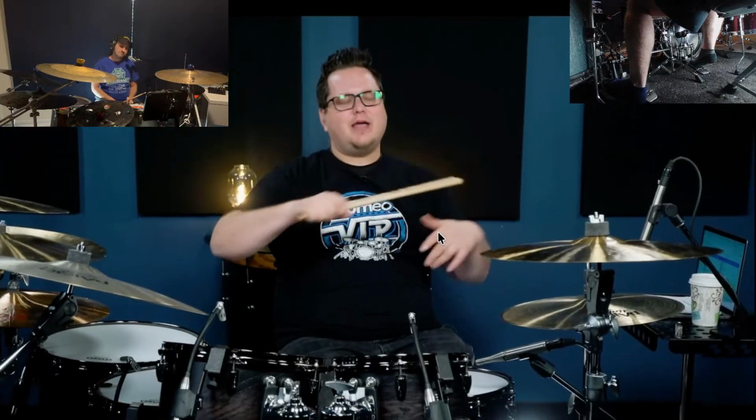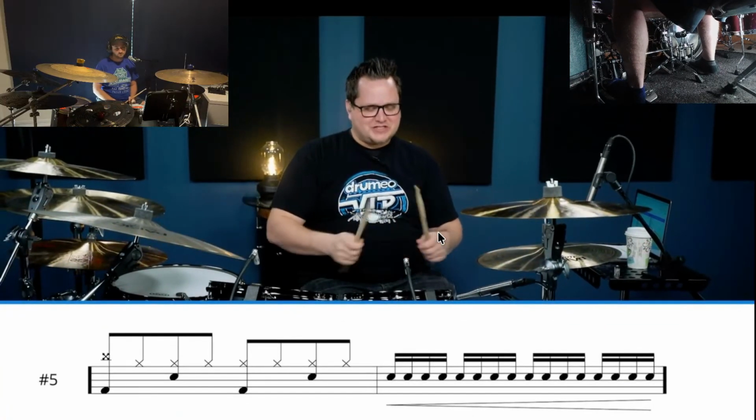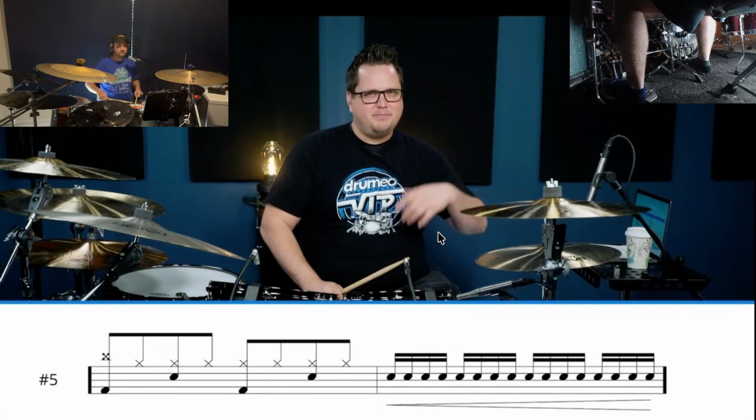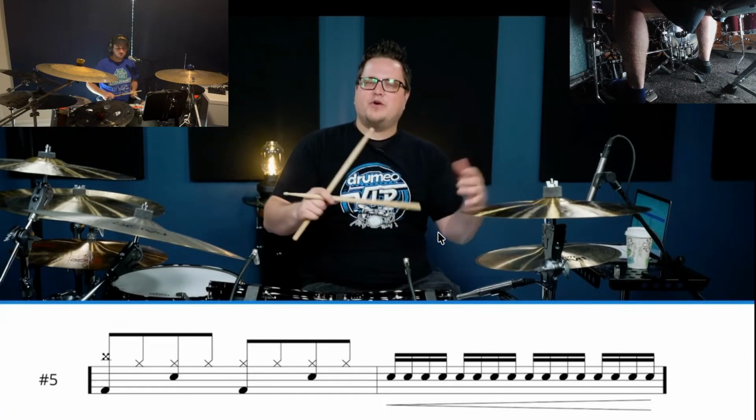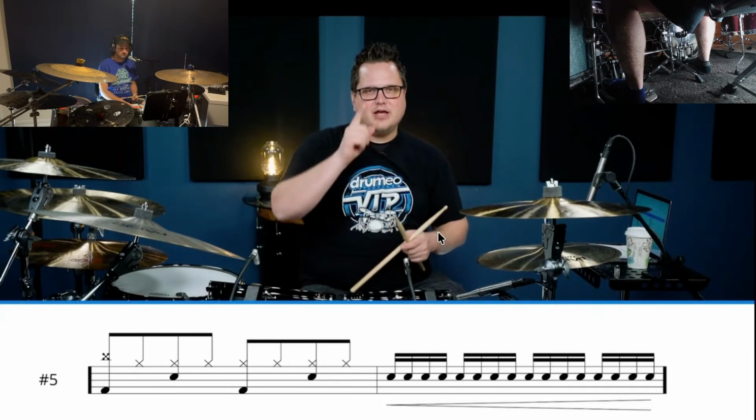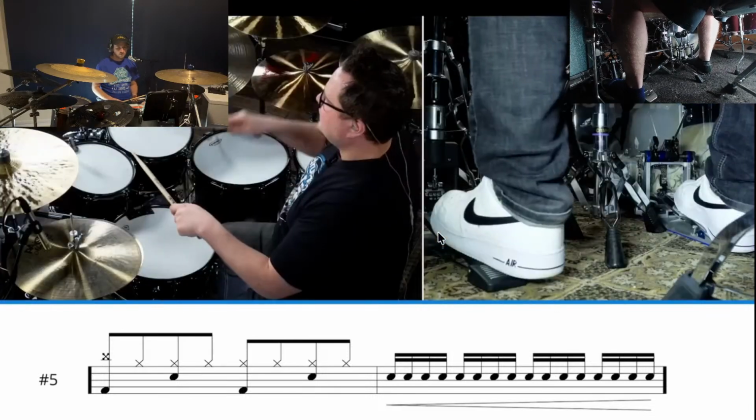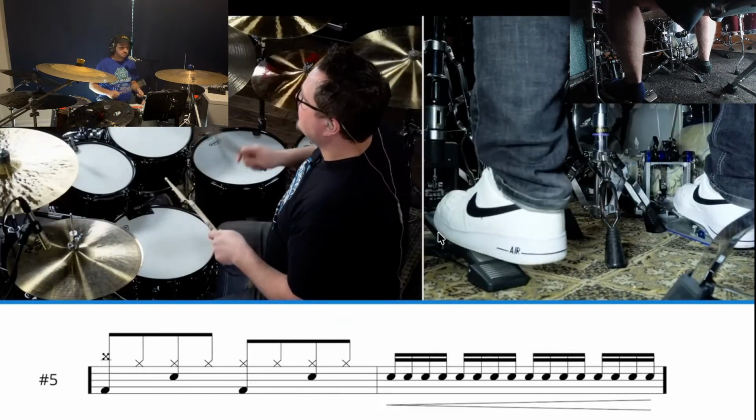Lastly, exercise 5, another fill. This time it's just 16th notes on the snare drum, very similar to the first exercise, only we're going to put it in a groove and fill context. Here we go at 80 beats per minute. 1, 2, 3, 4.